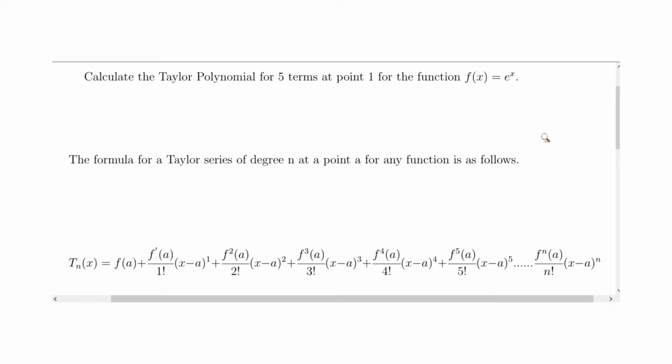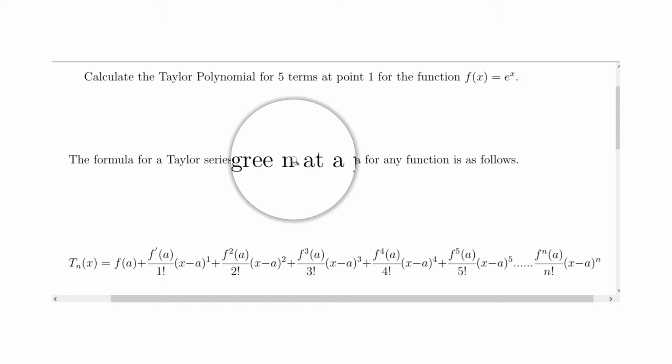Okay, so in this video we're going to calculate the Taylor polynomial for 5 terms at the point 1 for the function e to the x. When we're calculating Taylor polynomials, we need to know 3 important things. The number of terms, so in our case it's 5. The point at which we're calculating it, so in our case it's 1. And which function it is, well, it's e to the x.